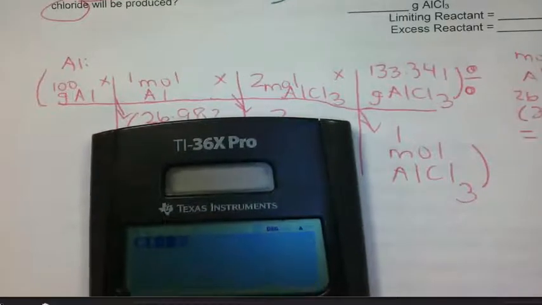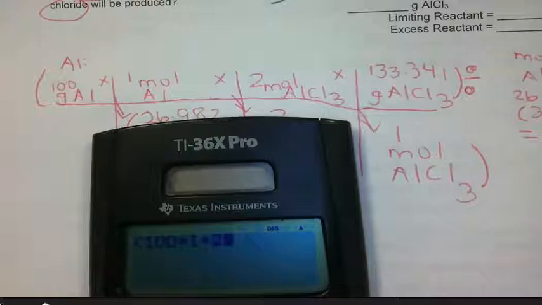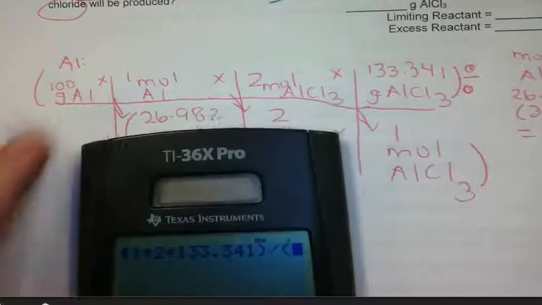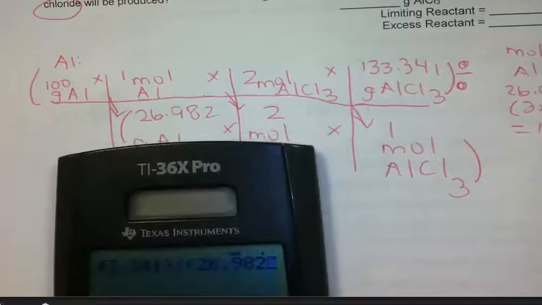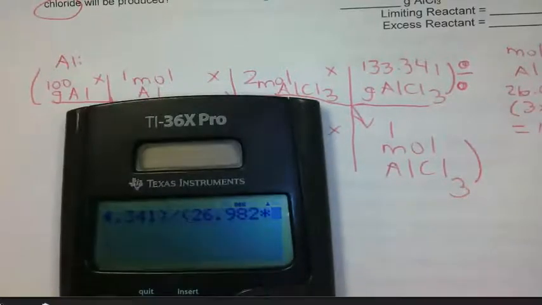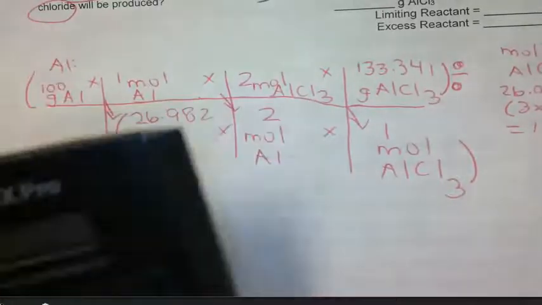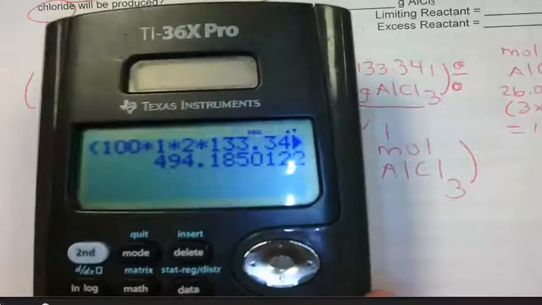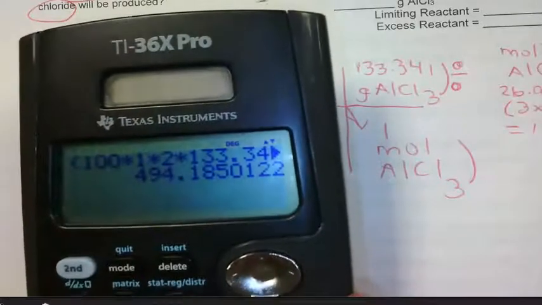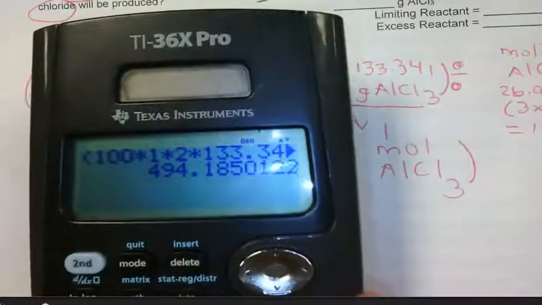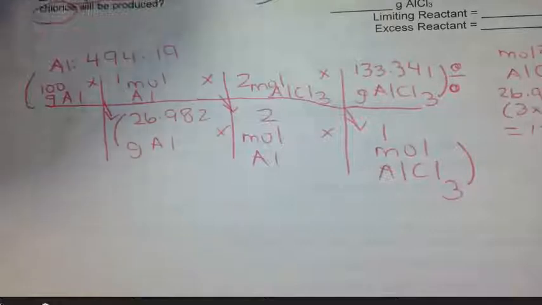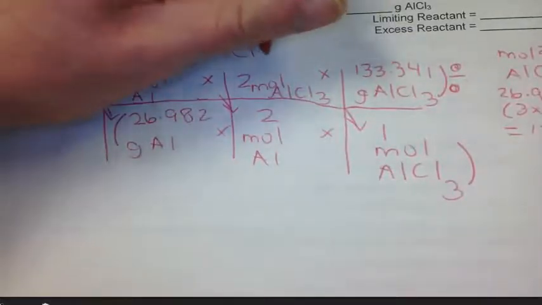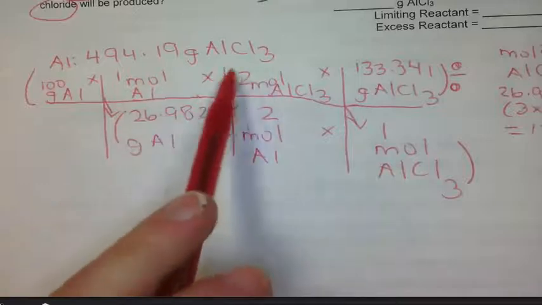Parentheses 100 times 1 times 2 times 133.341, close my parentheses, divided by new parentheses 26.982 times 2 times 1. Close your parentheses. Alright, then I'm going to hit enter. I got 494.185, so I'll round that to 494.19. So for aluminum, we've got 494.19 grams of AlCl3. So using aluminum, we can make that much aluminum chloride.